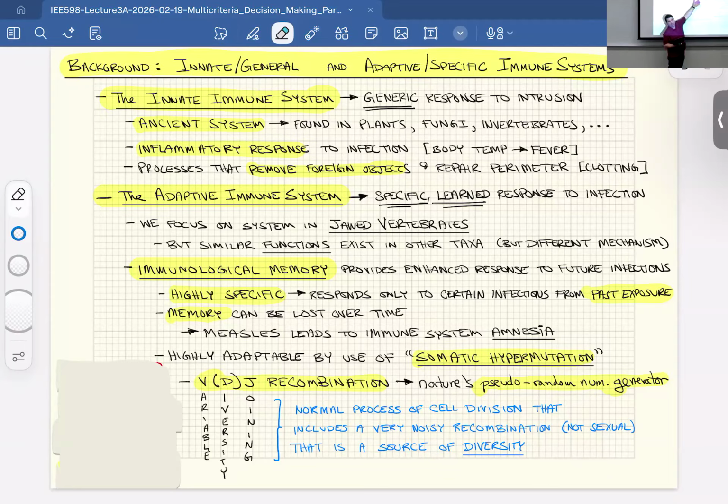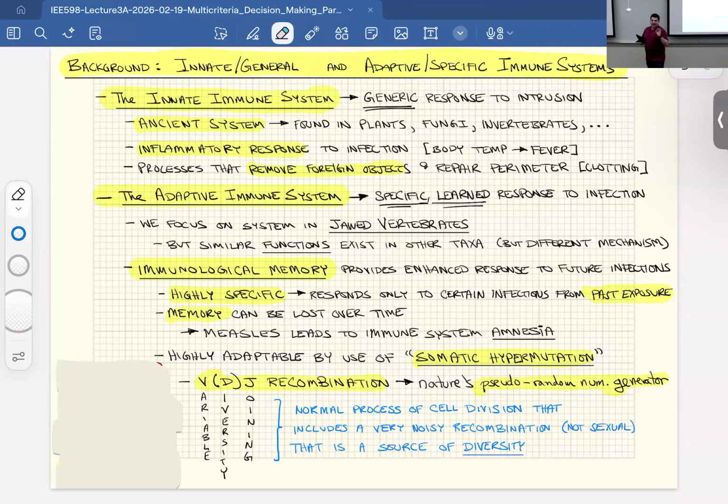So this is the thing that jawed vertebrates have that the jawless vertebrates don't. We have something called VDJ recombination. Now, I'm not going to quiz you on this, so I just wrote these here so you know they stand for something: variable, diversity, joining, VDJ recombination. Again, I'm not going to go through the details. If you take an immunology course, you can learn about what V, D, and J are and how these mechanisms work. What I want you to know is that this is nature's pseudo-random number generator.